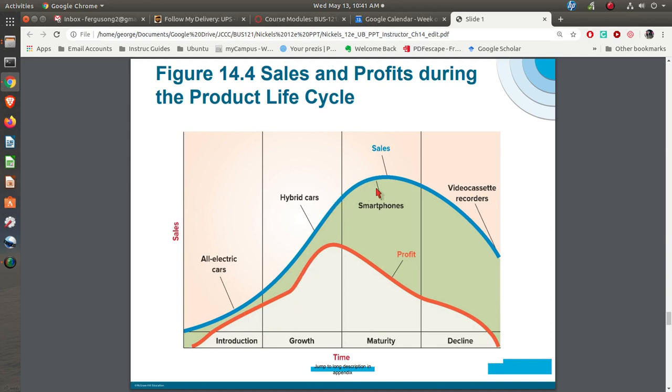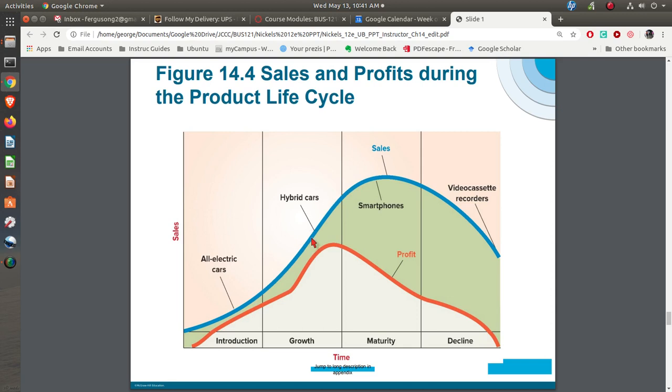Then what happens is your product starts to mature. In other words, you're getting more and more of those things out there. The number of people who have it are more, so the number that are not being serviced by that are less. And your sales start to drop off.